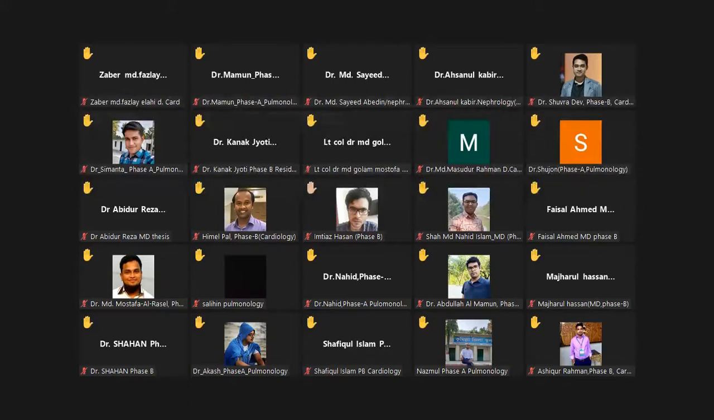Actually, in rheumatic aortic stenosis, TAVR is not indicated until now. It is only indicated in two cases: symptomatic severe degenerative aortic stenosis and symptomatic severe bicuspid aortic stenosis. But still, rheumatic aortic stenosis is not indicated for TAVR.